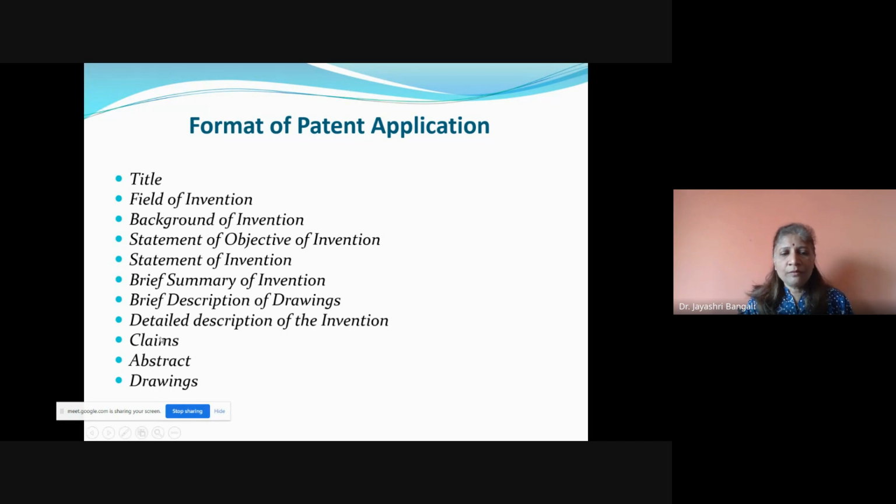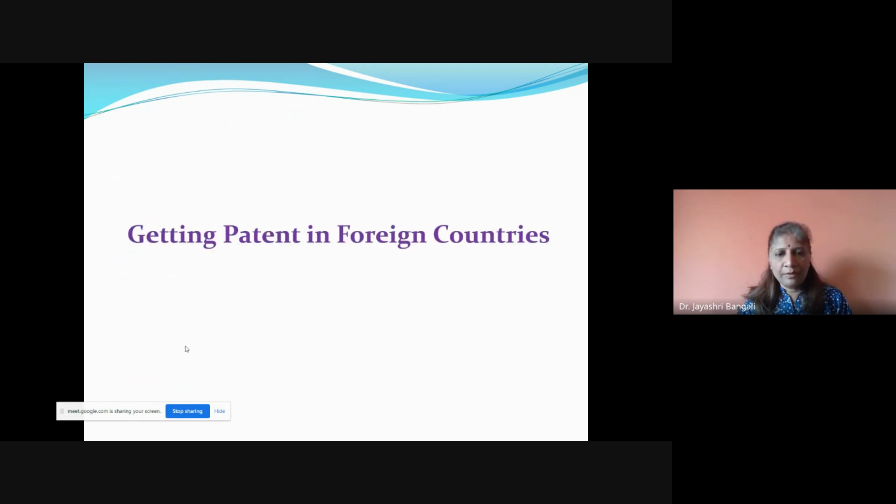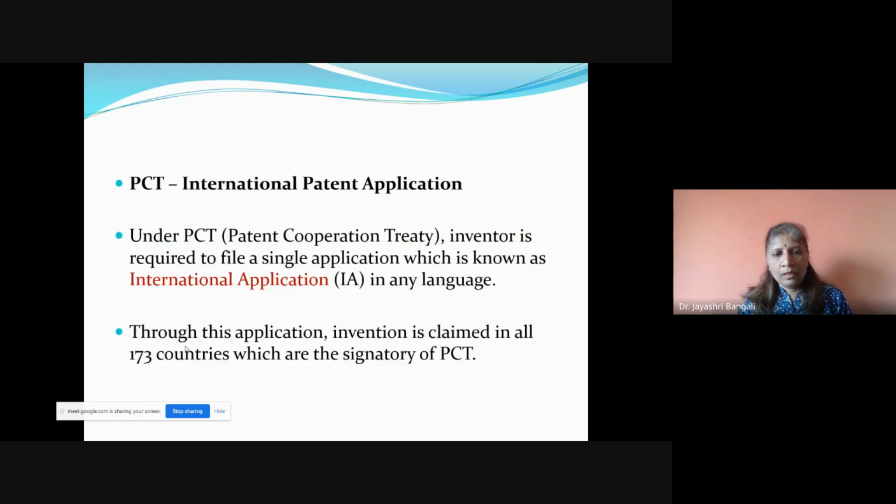Claims are very important because whatever you have written down in the claims, 1, 2, 3, 4, the protection is for the claims only. So forming the claims is very important, because you will get the protection for the claims. Then again, abstract and drawings. So this is the standard format of the patent application. This point I have explained.